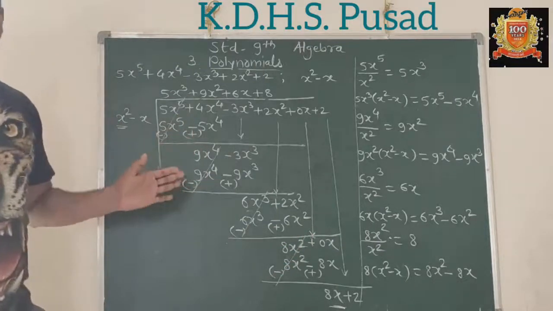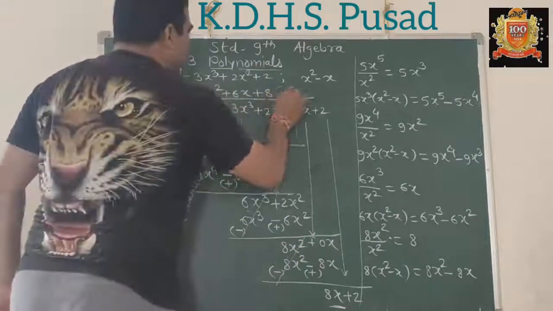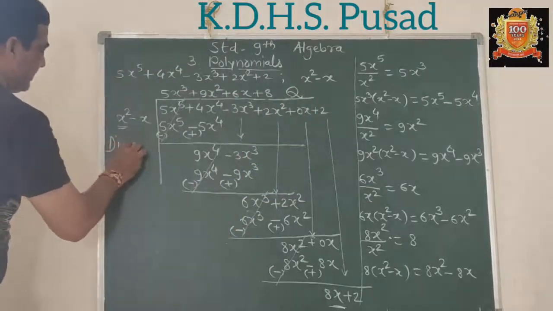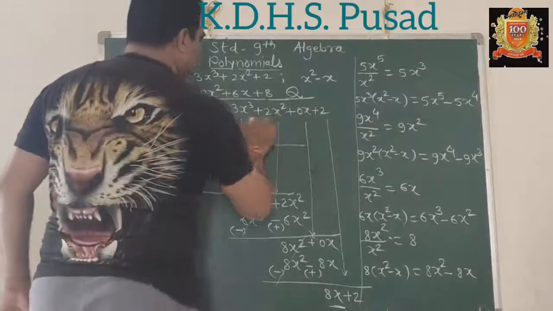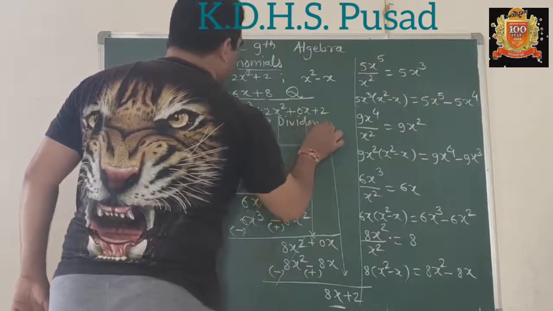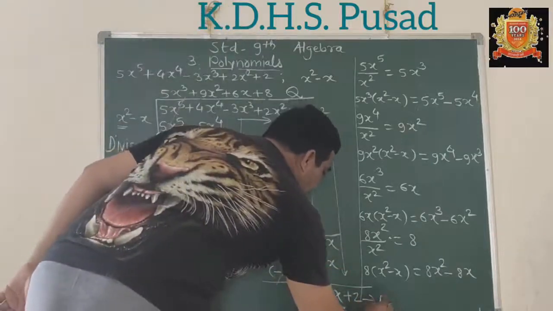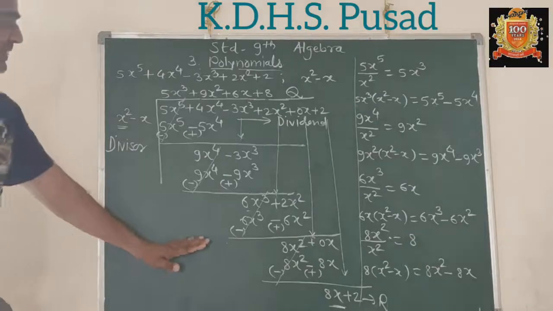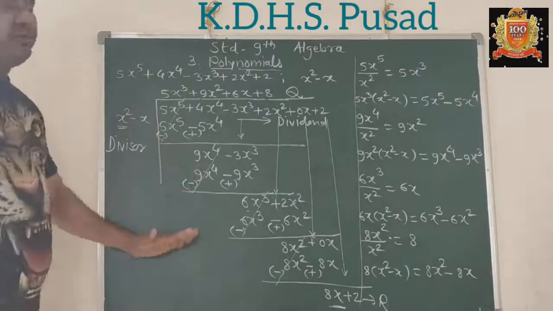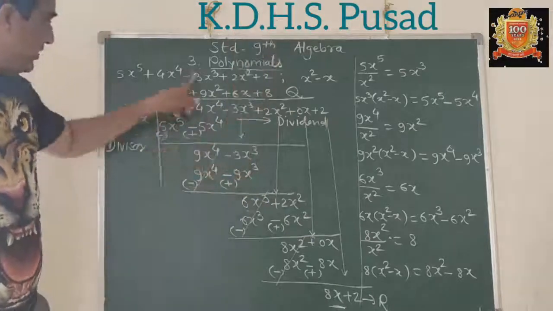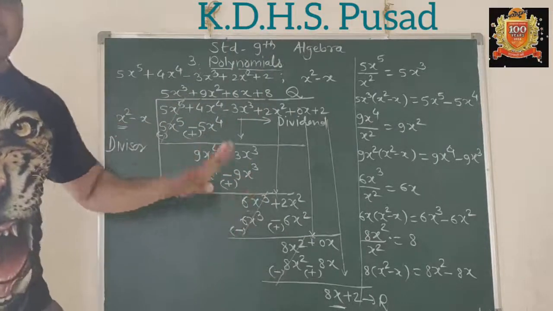You cannot divide further. So here this portion, that is your quotient. This portion, that is your divisor. This portion, that is your dividend. And this portion is your remainder. And then you have to write the answer in this format: dividend equal to divisor into quotient plus remainder. In that format, you have to write answer. Okay, and today we stop here.